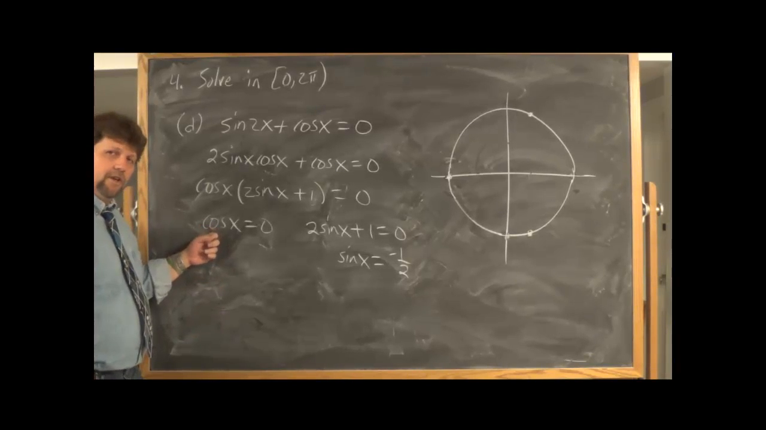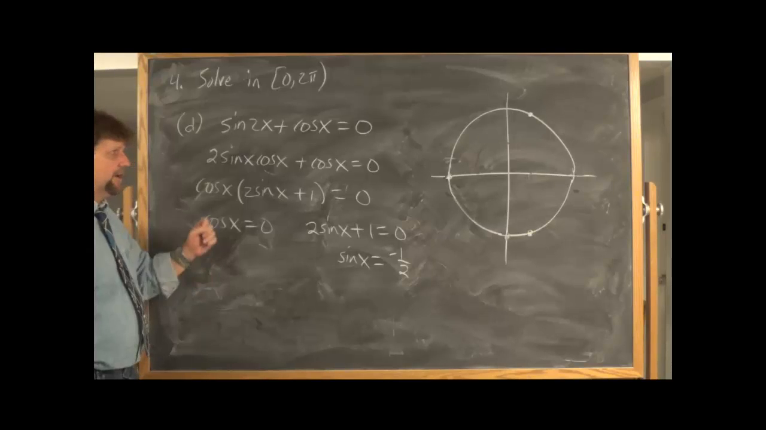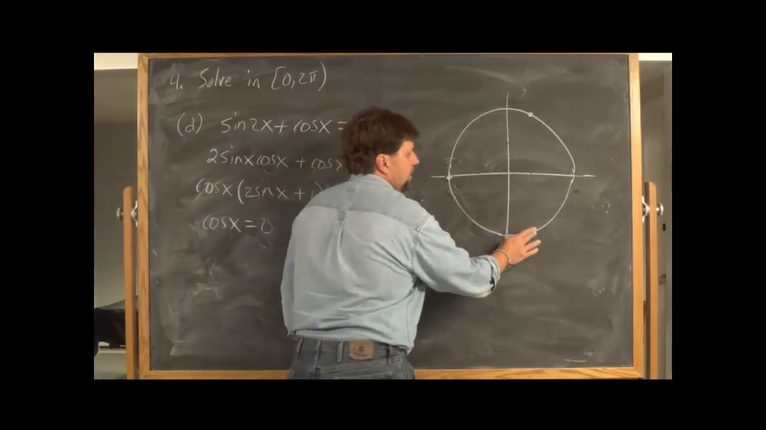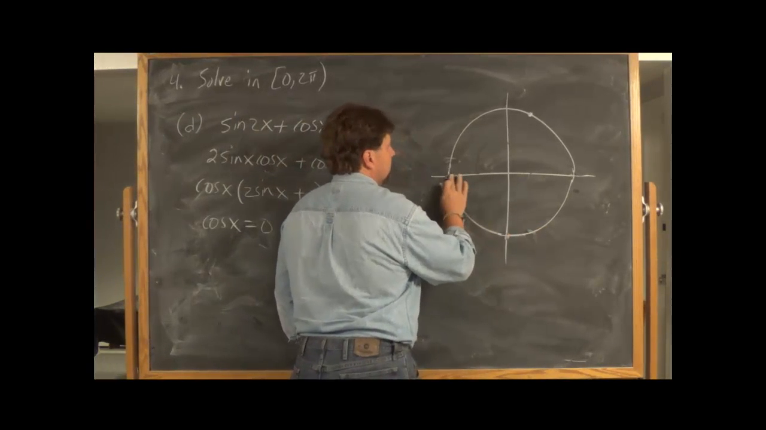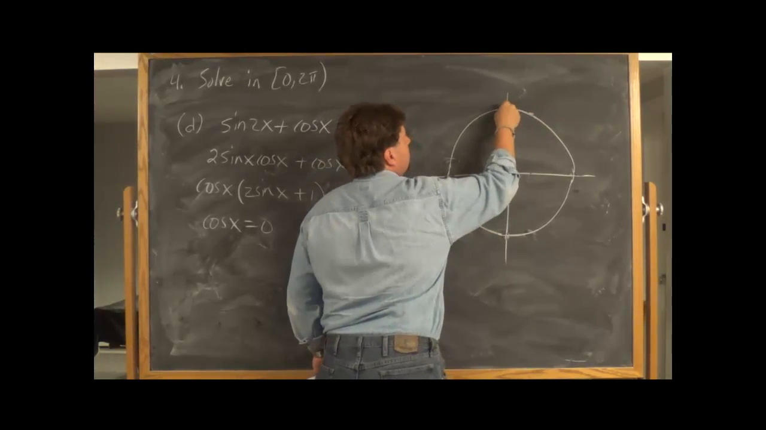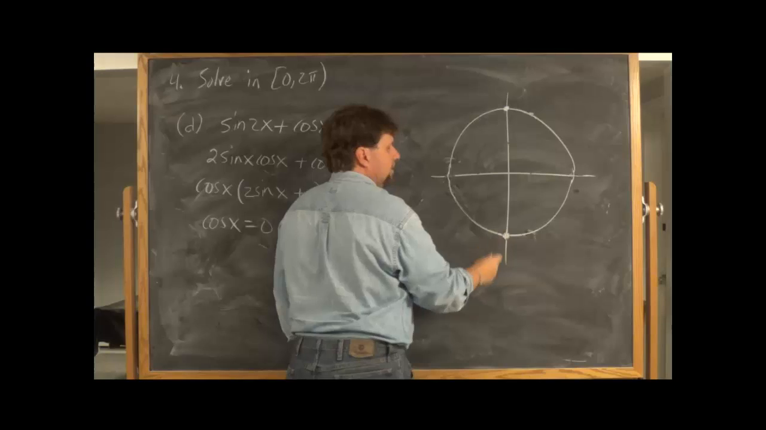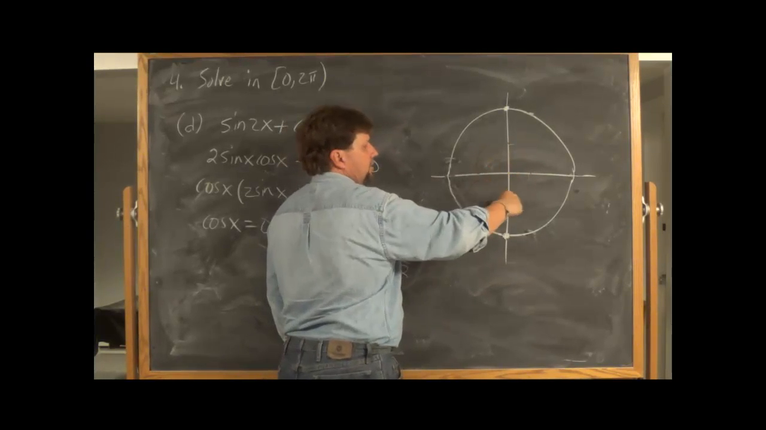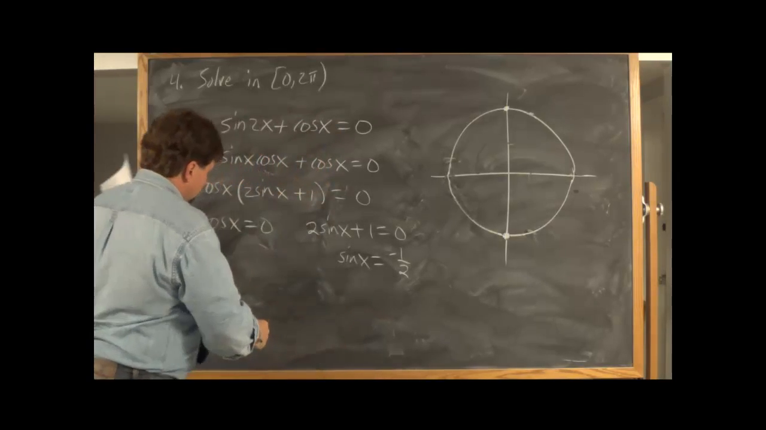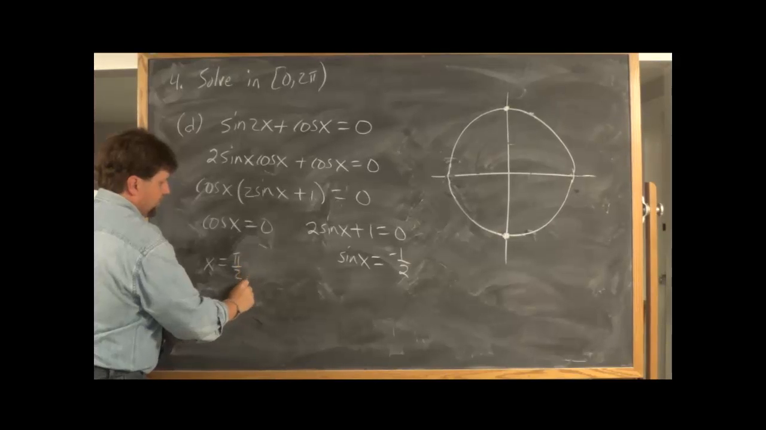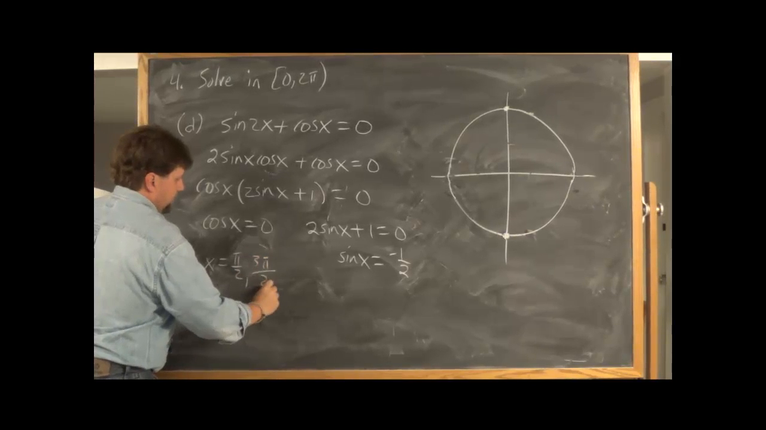And that's right, again, I bring it back to the unit circle. The trig function cosine matches up with an x-coordinate. So where on the unit circle will I find an x-coordinate of 0? Well, I'll find an x-coordinate of 0 on the unit circle right here and right here. That's pi over 2 and 3 pi over 2. So there's 2 solutions, pi over 2 and 3 pi over 2.